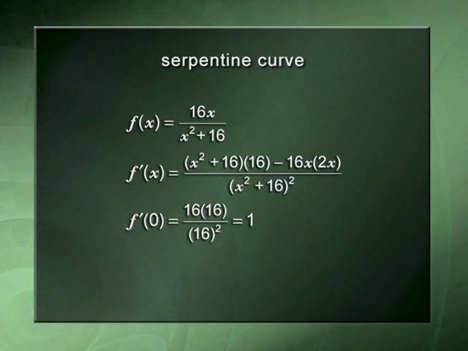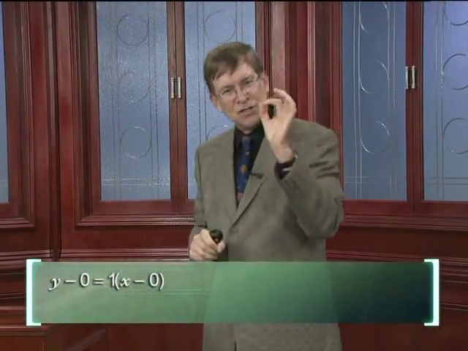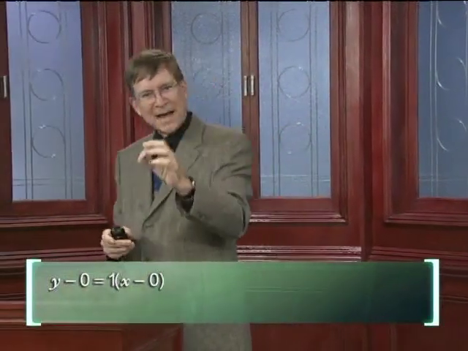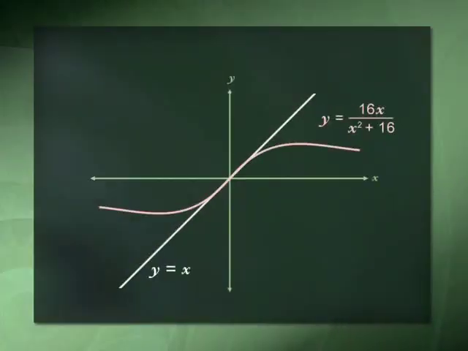And now form the equation of the line. y minus 0 is the slope, 1, times x minus 0, and you get the line y equals x. Look at the picture. Here is that serpentine curve. You can see why it has the name, kind of looks like a snake or something. And then we asked what was the tangent line at the origin, and the tangent line is the line y equals x. At the origin, this snake-like curve looks very much like the line y equals x.